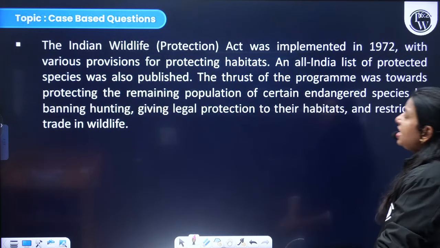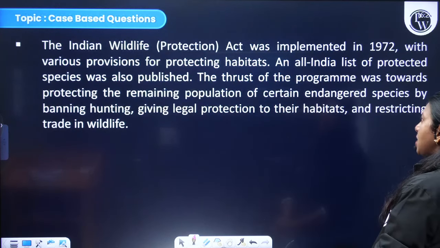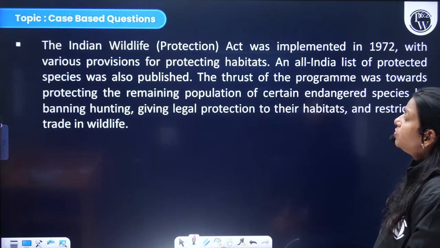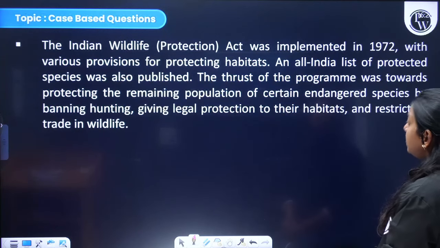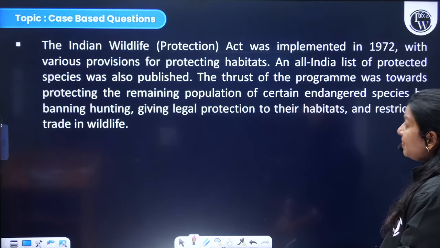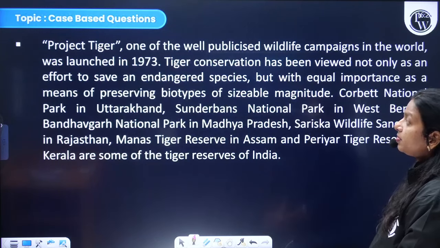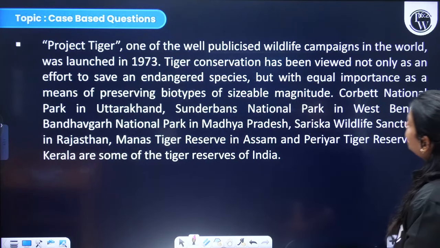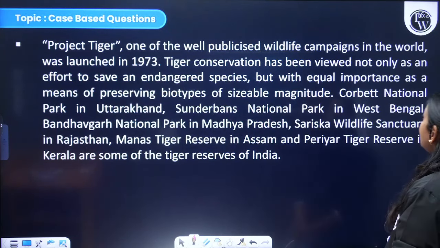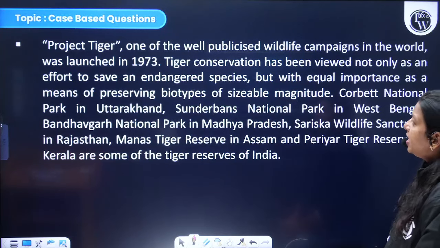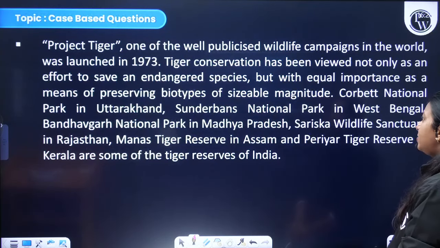The Indian Wildlife Protection Act was implemented in 1972 with various provisions for protecting habitats. An All India list of protected species was also published. The thrust of the program was towards protecting the remaining population of certain endangered species by banning hunting, giving legal protection to their habitats, and restricting trade in wildlife. Project Tiger, one of the well publicized wildlife campaigns in the world, was launched in 1973. Tiger conservation has been viewed not only as an effort to save an endangered species, but with equal importance as a means of preserving biotypes of sizable magnitude.